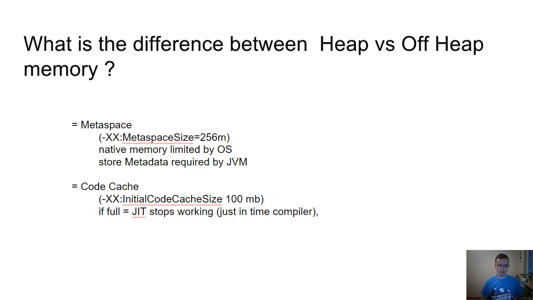The code cache is also crucial for JIT, the Java just-in-time compiler. So you will know that if the memory is full, the JIT will stop working, and your code will not be optimized. So it will be 20 times slower than before.